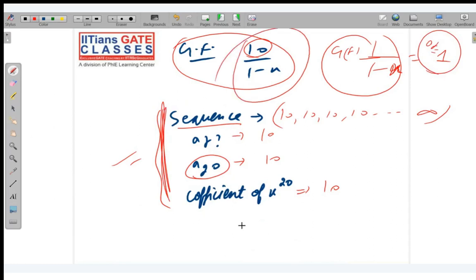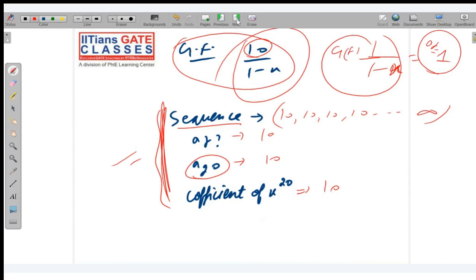That's why I was saying, just like integration, you already know integration of cos x is sin x. Only then will you be able to answer simple questions very easily. That is the basic thing. So now let me jump to the next slide.